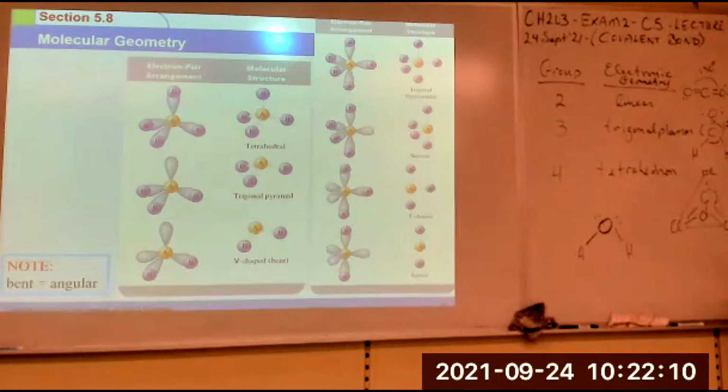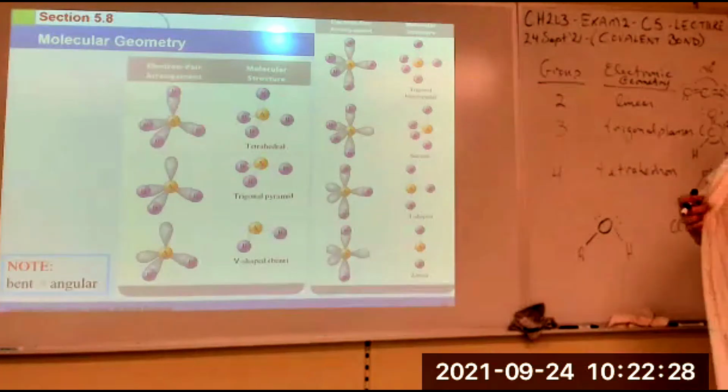So if you have this one, this would be ammonia, nitrogen and 3 hydrogens and a lone pair. What you would have is a trigonal pyramid. You'd have a trigonal base with nitrogen at the apex. That's the molecular geometry.